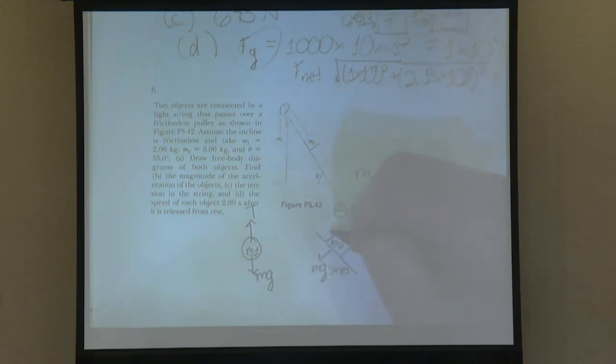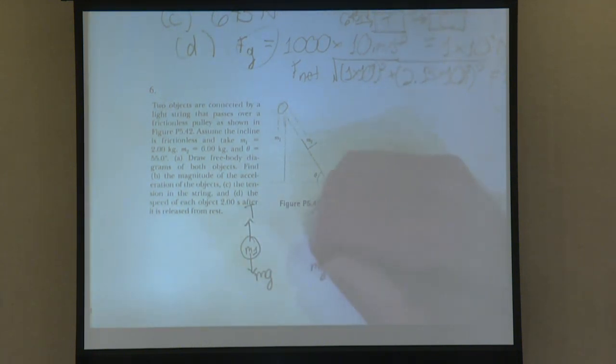And then we're going to have the tension going this way. And I believe it says it's frictionless, so we don't have to worry about friction. In this case, for the acceleration of mass 2, we have mass 2 times g times sine of the angle.